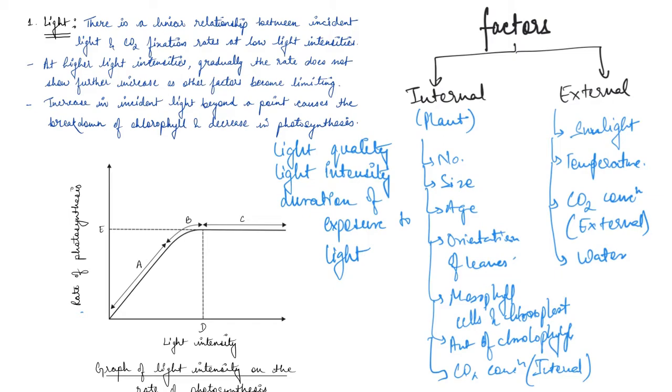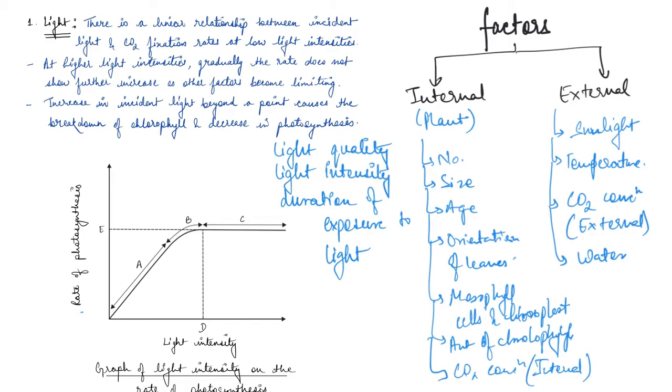So, increase in incident light beyond a point causes the breakdown of chlorophyll and then it decreases the photosynthesis, right? So there you will find a decrease in photosynthesis. But usually light is not the limiting factor in nature.